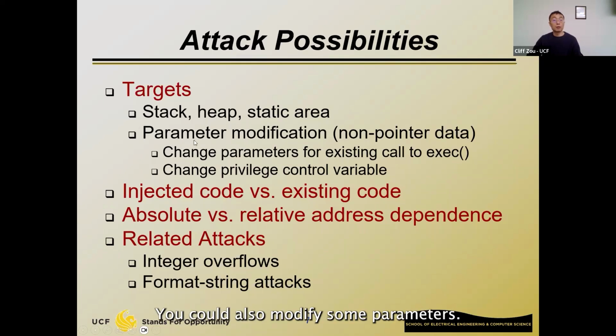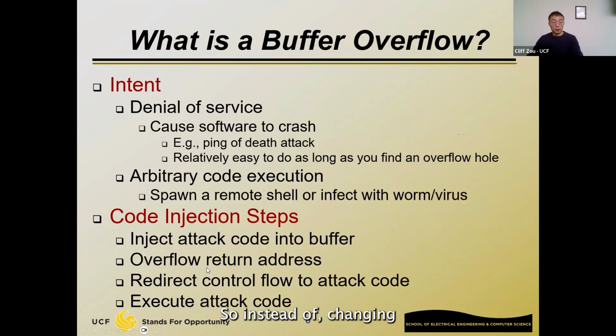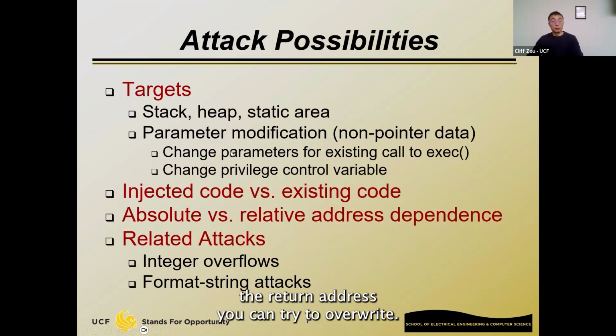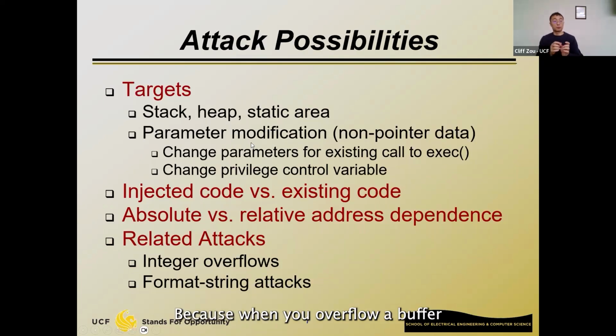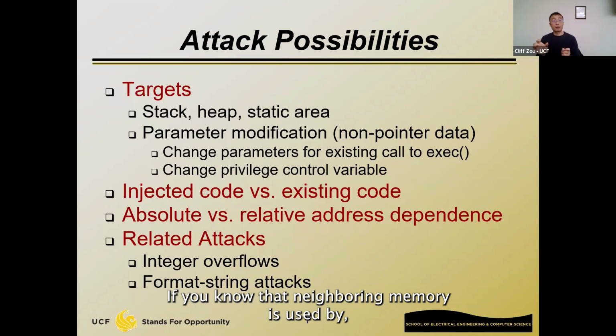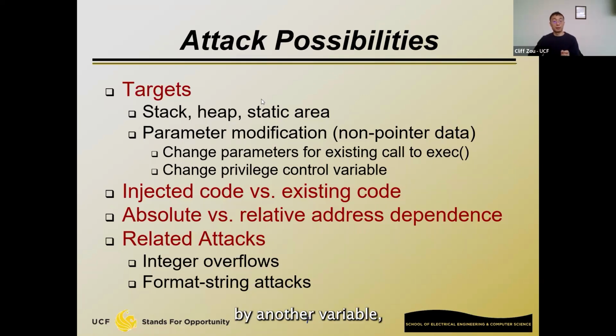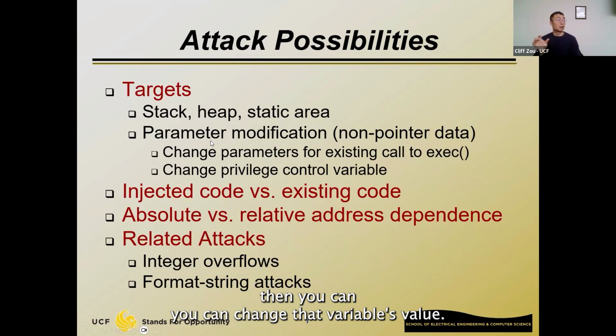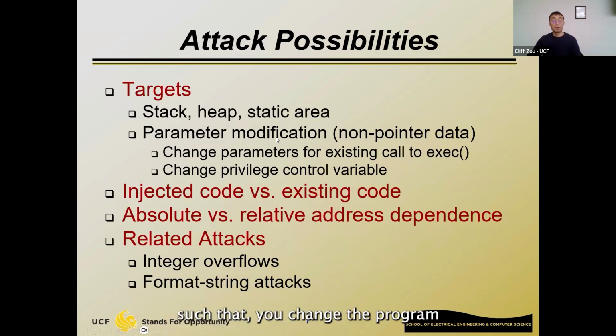You could also modify some parameters. So instead of changing the return address, you can try to overwrite, because when you overflow a buffer local variable, you overflow the neighboring memory. If you know that the neighboring memory is used by another variable, then you can change that variable's value, such that you change the program.